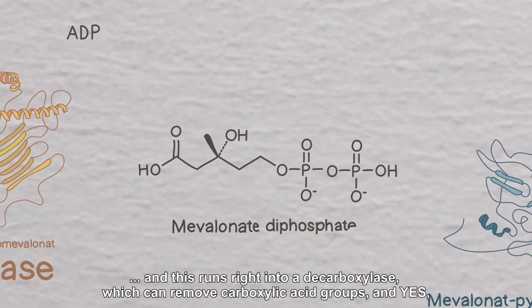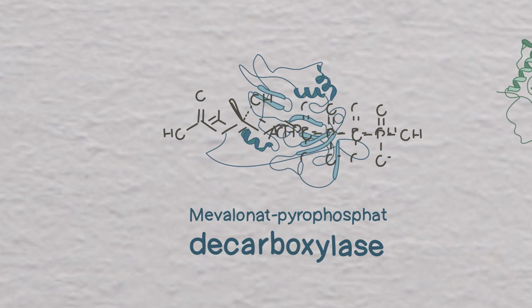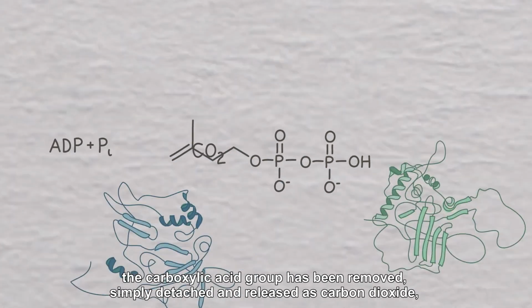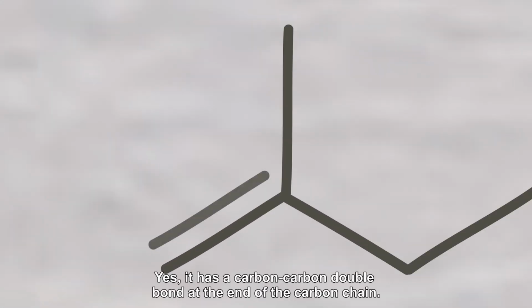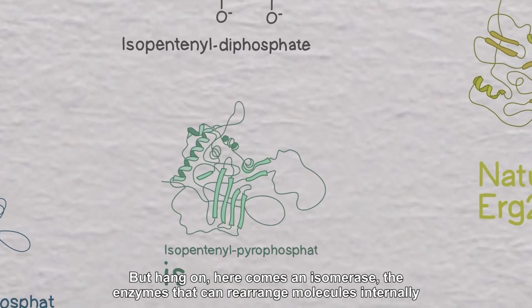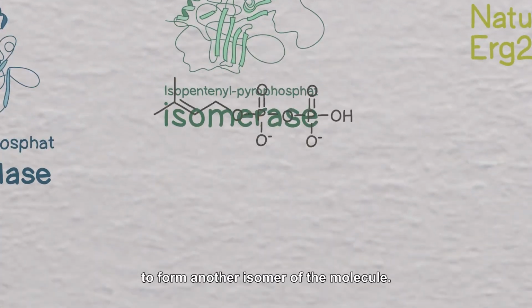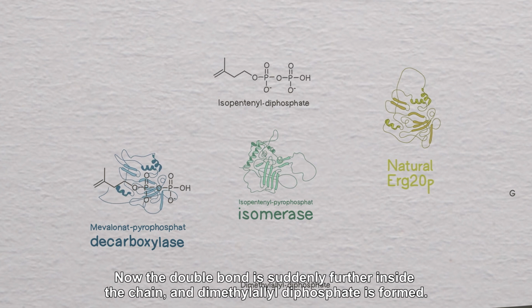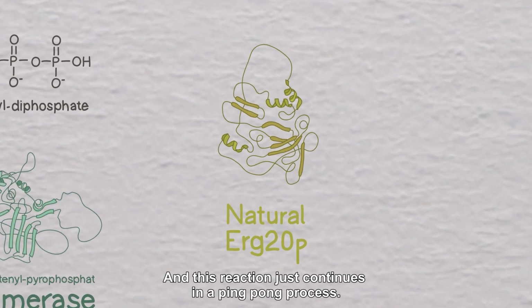And this runs right into a decarboxylase, which can remove carboxylic acid groups. And yes, the carboxylic acid group has been removed, simply detached and released as carbon dioxide. And now we have isopentenyl diphosphate. Yes, this has a carbon-carbon double bond at the end of the carbon chain, but hang on. Here comes an isomerase, the enzyme that can rearrange molecules internally to form another isomer of the molecule. Now the double bond is suddenly further inside the chain, and dimethyl allyl diphosphate is formed, and this reaction just continues in a ping-pong process.